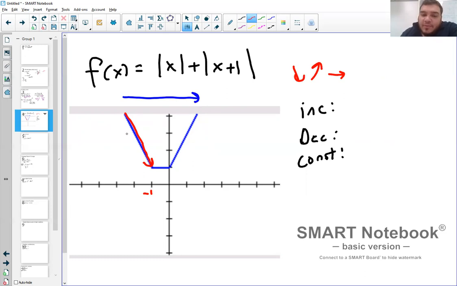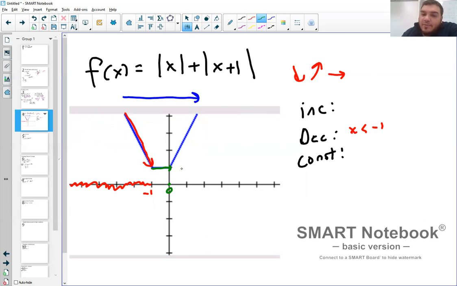So I'm going to say I'm decreasing from x is less than -1. I am decreasing whenever the x value is less than -1, which is all this over here. Over here to here, from -1 to what seems to be 0.